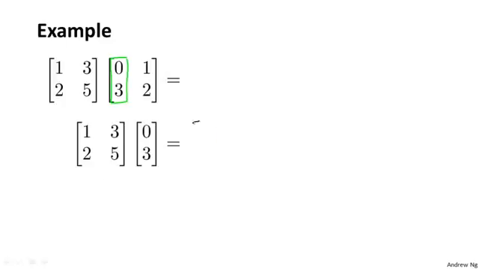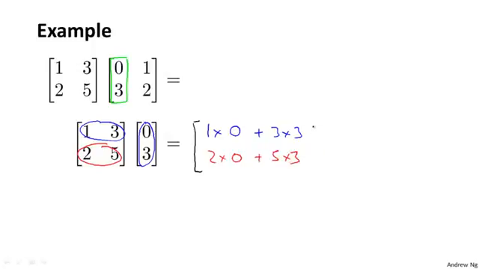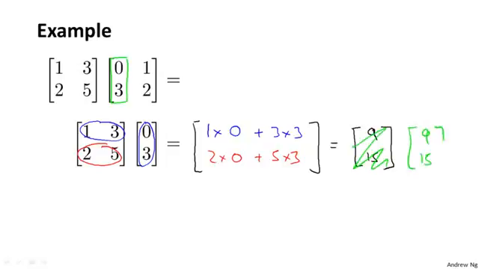And so let's do this calculation quickly. This is going to be equal to 1 3 times 0 3, so that gives 1 times 0 plus 3 times 3, and the second element is going to be 2 5 times 0 3, so that's going to be 2 times 0 plus 5 times 3, and that is 9 15. Okay, oh, actually I didn't write that in, so this is 9 15. And then next I'm going to pull out the second column of this and do the corresponding calculation.